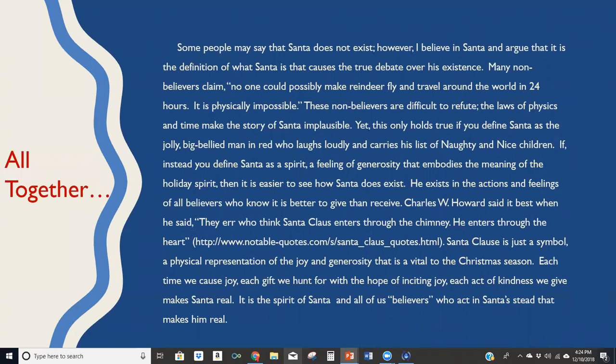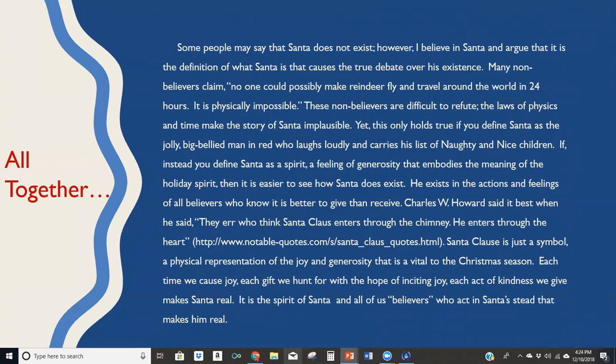The topic sentence is, "Some people may say that Santa does not exist. However, I believe in Santa and argue that it is the definition of what Santa is that causes the true debate over his existence. Many non-believers claim no one could possibly make reindeer fly and travel around the world in 24 hours. It is physically impossible. These non-believers are difficult to refute. The laws of physics and time make the story of Santa implausible."